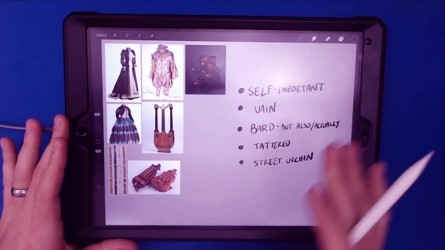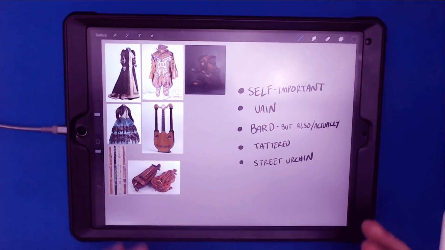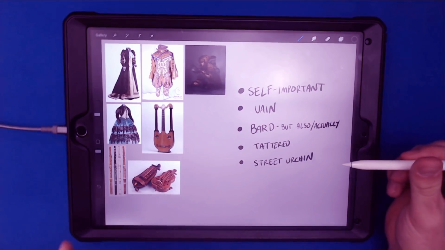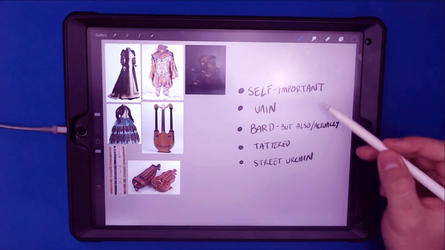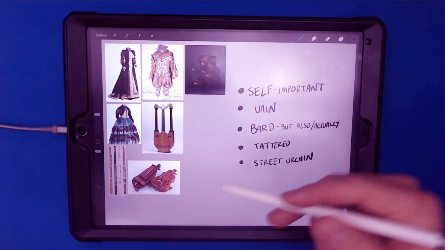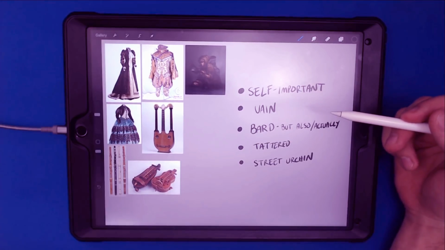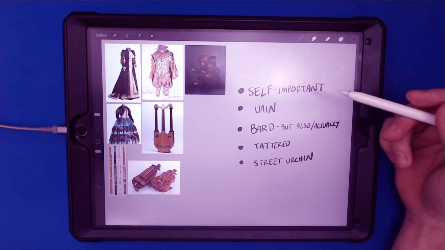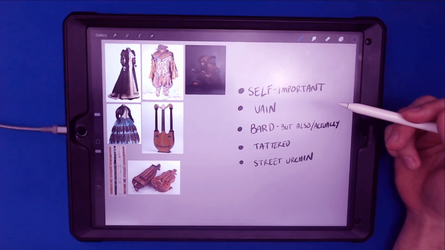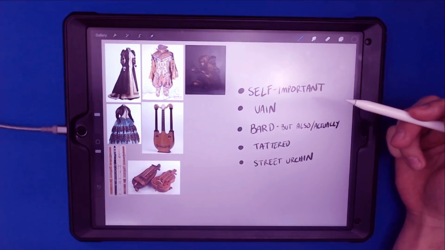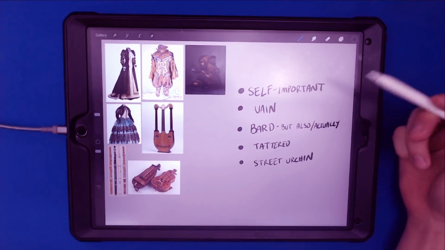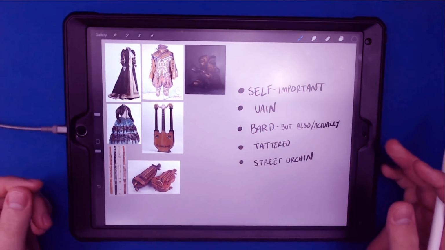So here's the things that I have so far. What I'm looking to create is a street urchin-like character who is self-important and vain and is also playing an instrument. And the idea for that is that they're not just a bard character, but something like a warrior or an archer or a healer, someone who's doing something with the instrument, if that makes sense. So sort of a hybrid along those lines.